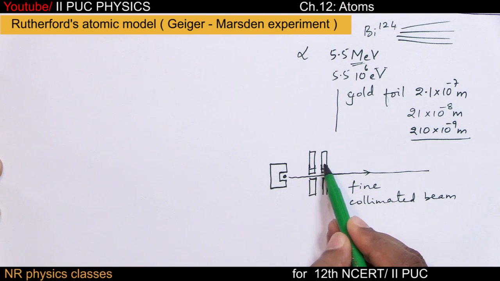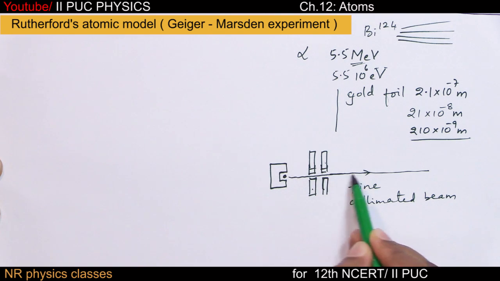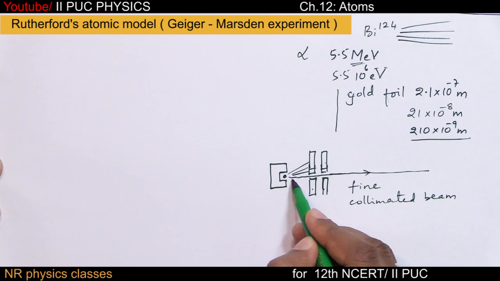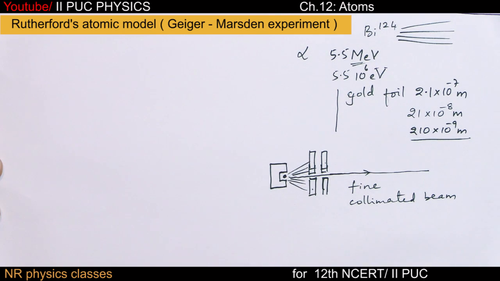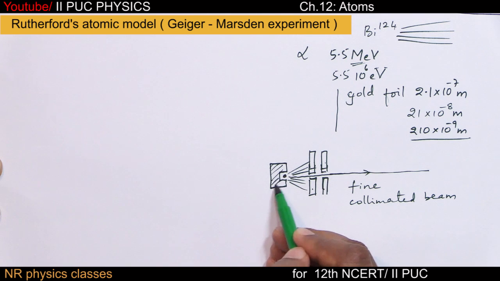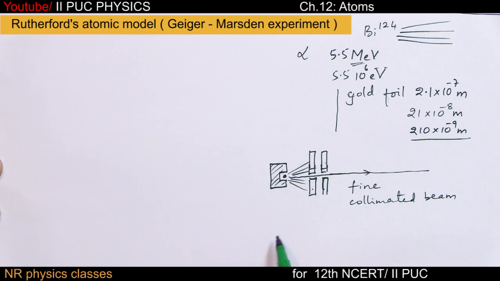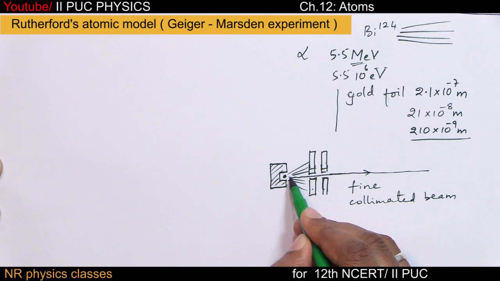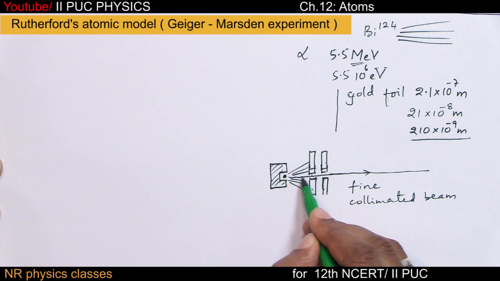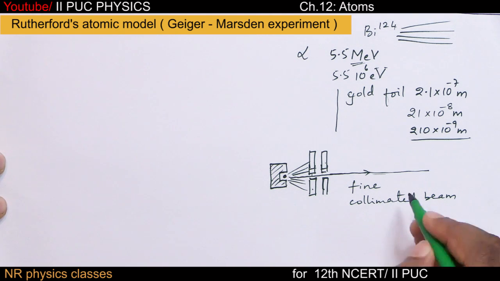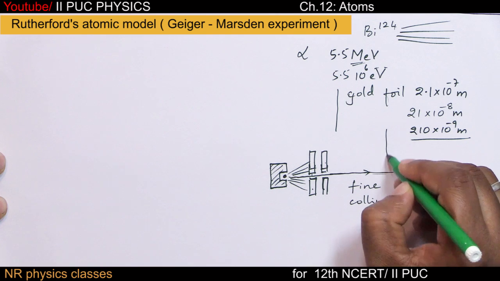So why are these lead blocks used? To get this collimated beam, because from this source alpha particles are emitted in all directions. Those alpha particles which are emitted in the backward direction are blocked by this lead, and the remaining are blocked by this. Thereby only those alpha particles which can pass through the gap will emerge. Then a gold foil is placed. So this is the gold foil.